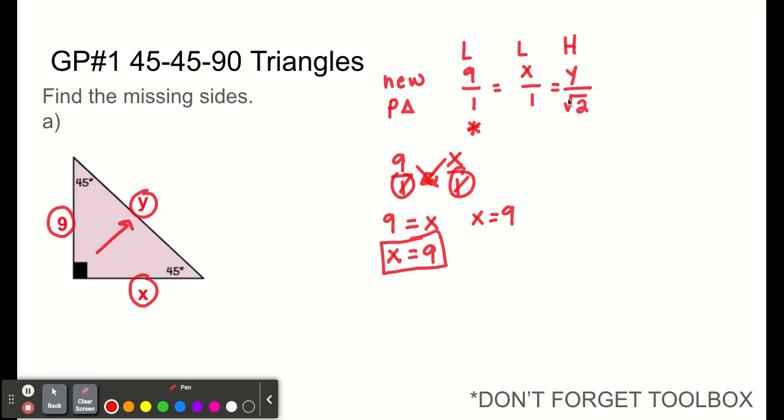Then for our hypotenuse, we're going to use the same ratio we were given, 9 over 1, and we're going to set that equal to y divided by the square root of 2. Here we will go ahead and cross multiply. 1 times y gives us y, and 9 times the square root of 2 is equal to 9 times the square root of 2. Nothing here needs to be simplified or rationalized, therefore this is our value of the hypotenuse.